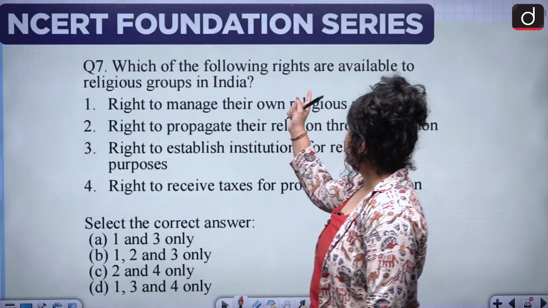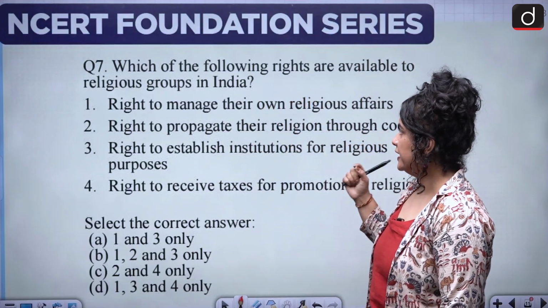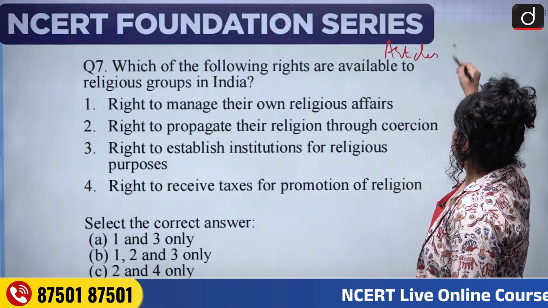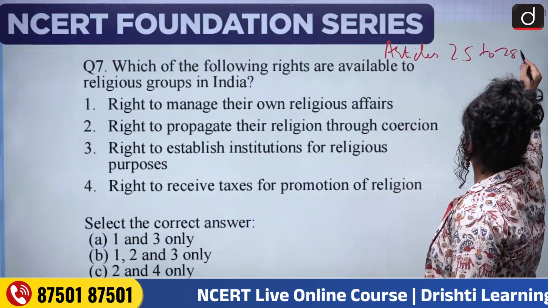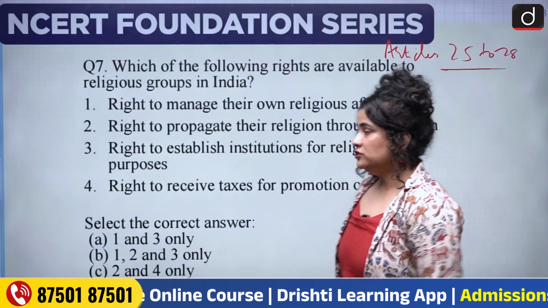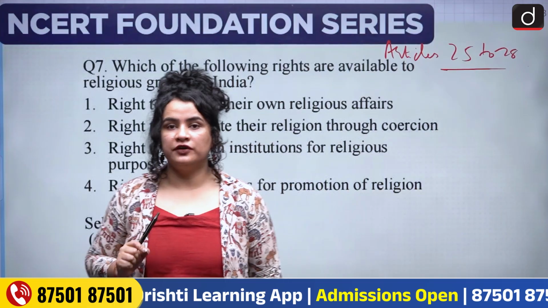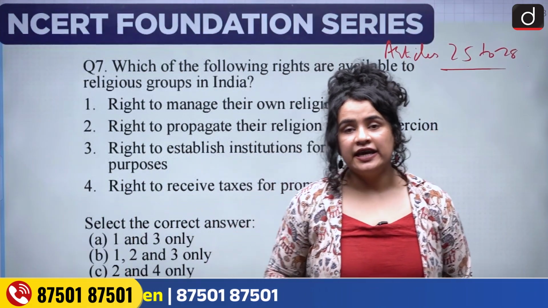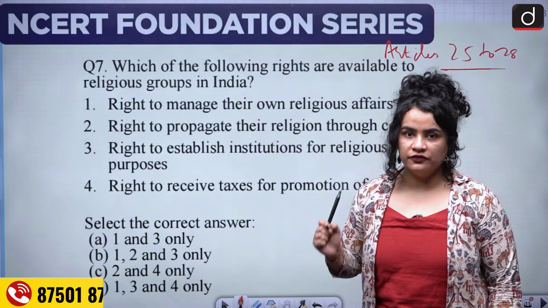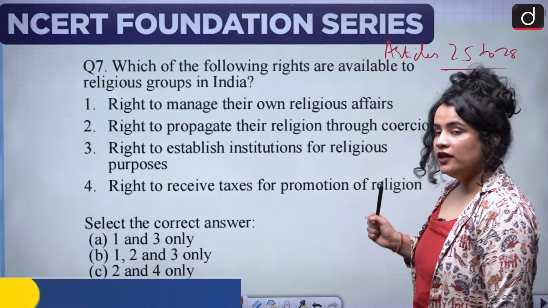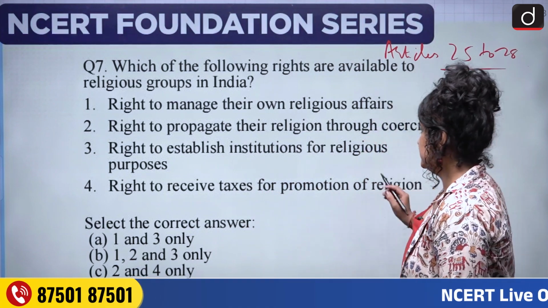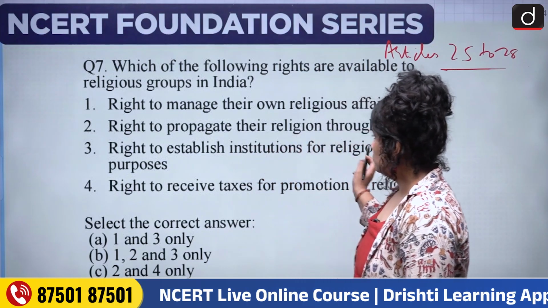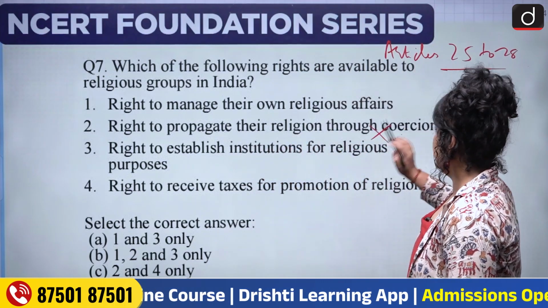Which of the following rights are available to religious groups in India? Now, Articles 25 to 28 talk about right to freedom of religion in India, which means there are certain religious rights that are available to the citizens of India. All right? What are those rights? Let's say, it says right to propagate religion through coercion. This is obviously not right.